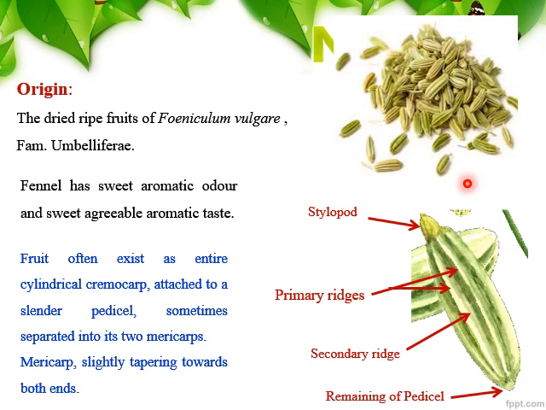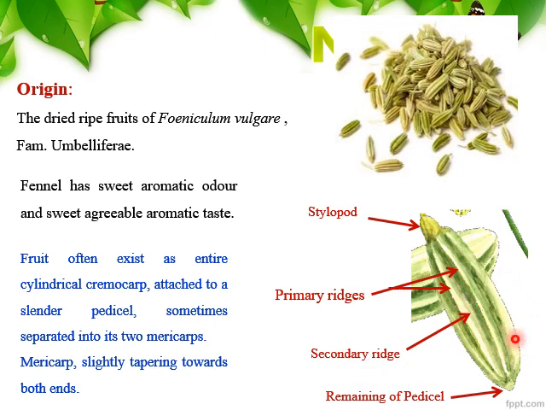The fruits exist as entire cylindrical cremocarps attached to cylindrical pedicel, sometimes separated into its two mericarps. The cremocarp, we said it is the entire fruit, entire schizocarpic fruit of the umbelliferous plants, and it is separated into two halves, each half known as mericarp.